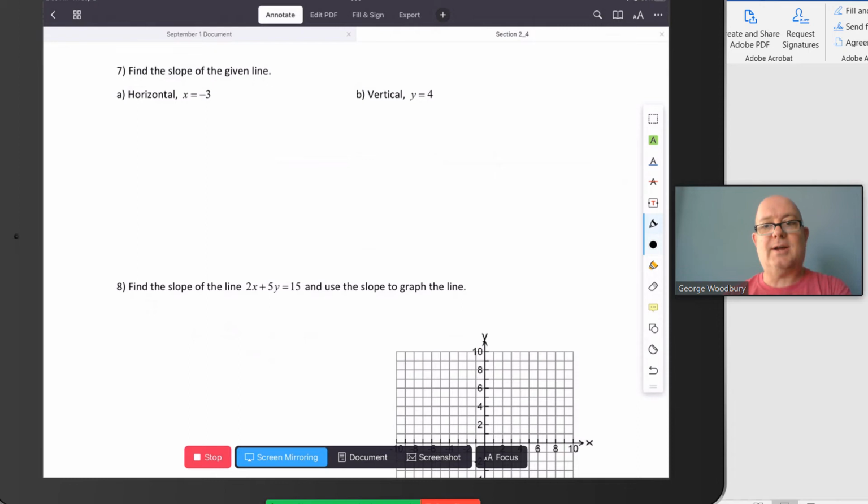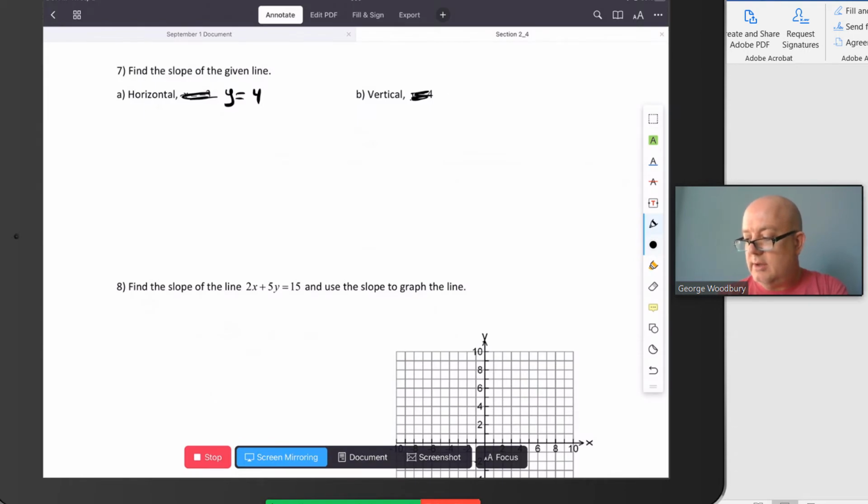Those are not correct. A horizontal line is of the form y equals 4. That typo will be fixed on the handout that you're working with. And a vertical line is of the form x equals some number, like x equals negative 3. So a horizontal line means all the y values are the same. 1, 2, 3, 4. Every point on there has a y value of 4.